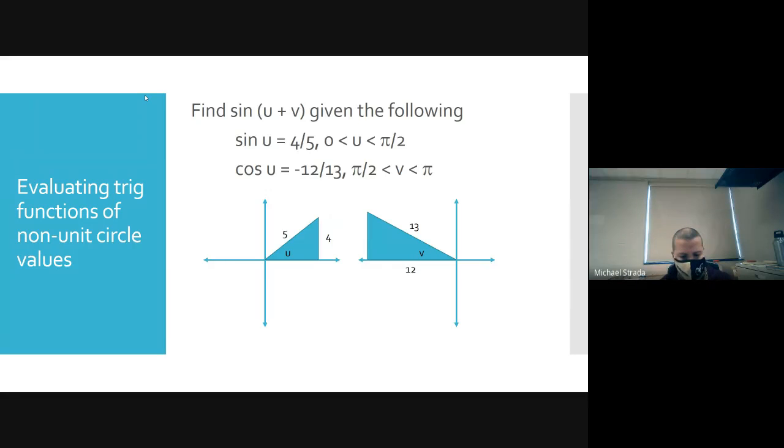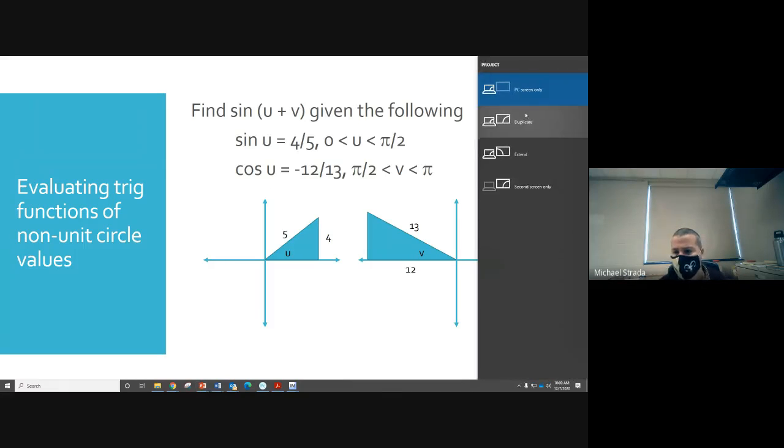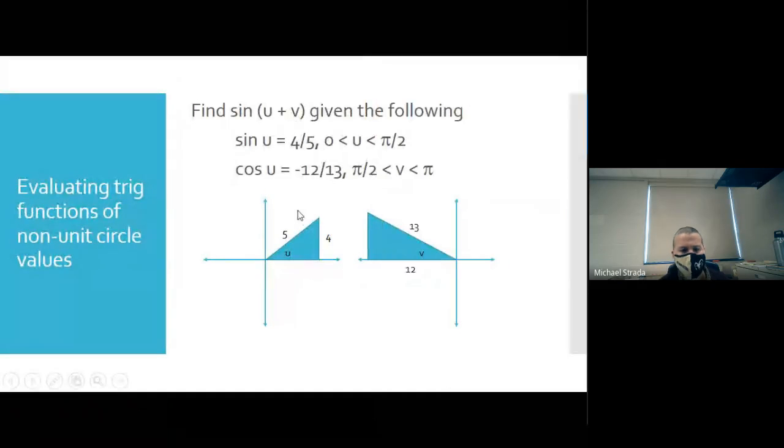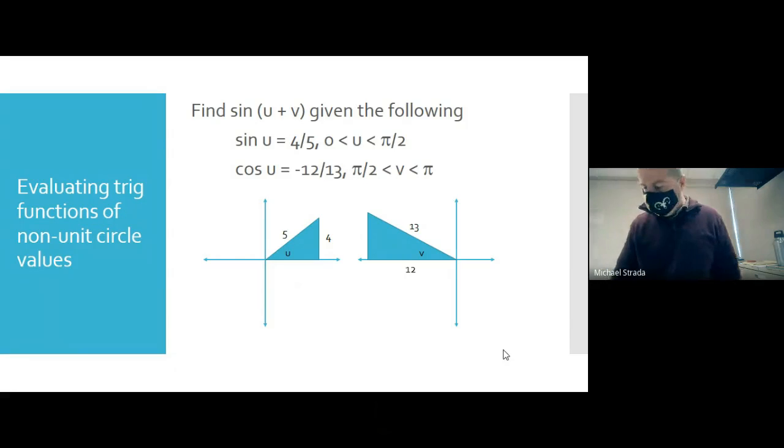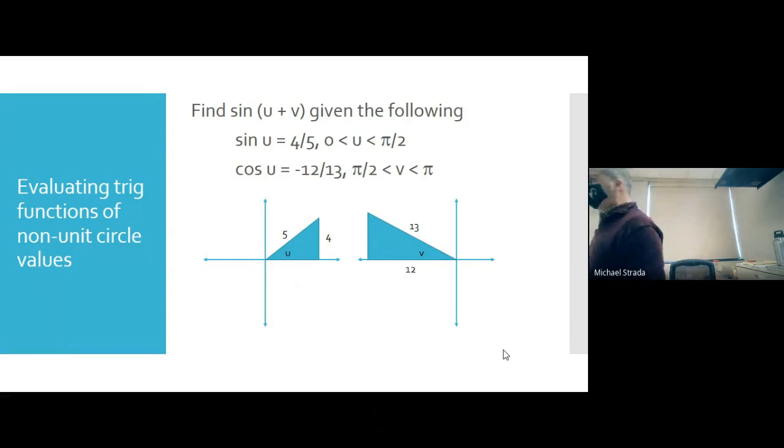All right. Now, here's the problem in the way it's set up. Find the sine of u plus v given the following. The sine of u is 4/5, and u is between 0 and pi over 2. Cosine of v is negative 12 over 13, and v is between pi over 2 and pi. Right? Now, that's drawn out what we're trying to do.